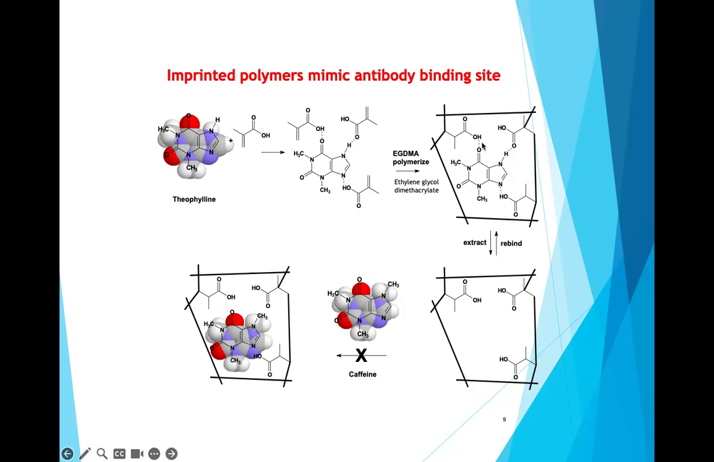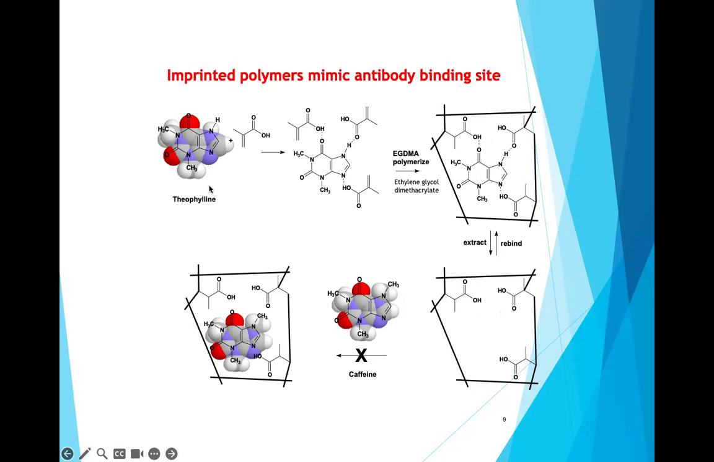In order to create these cavities, we have to take the theophylline template out. To do that, we do a bit of extraction, same as what you learned before. You have to use the right solvent to detach all these hydrogen bonds. Once you detach the template, you have created a polymer with specific cavities for theophylline.